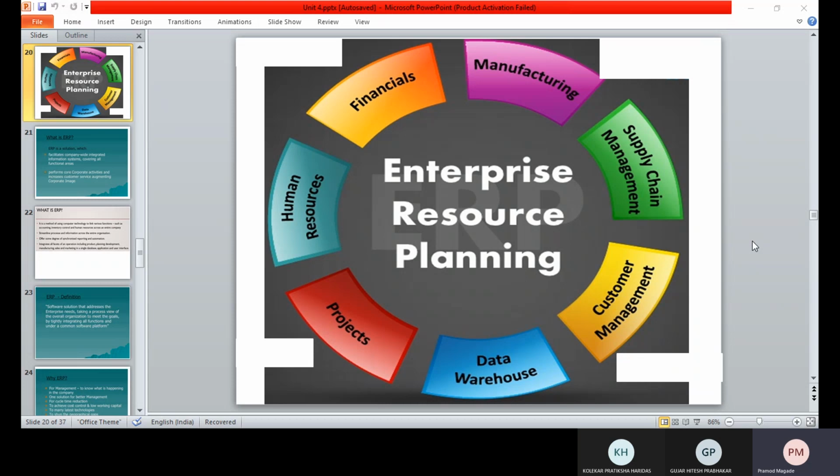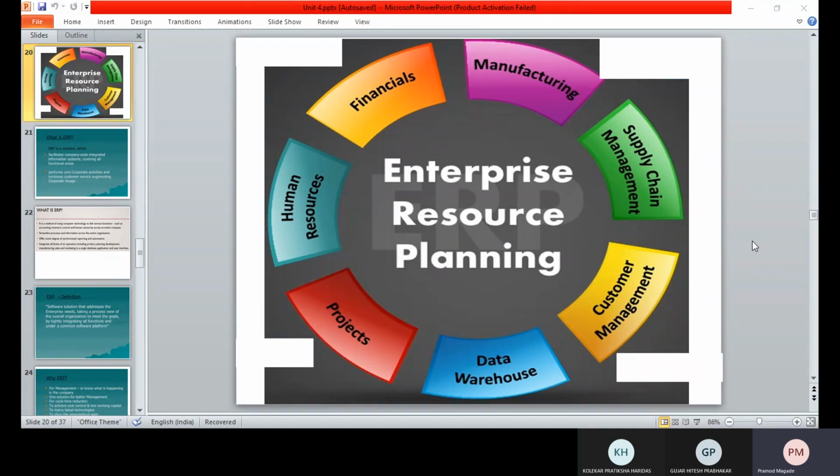Basically, ERP is nothing but a facilitator of a company-wide integrated information system covering all the functional areas, as we have discussed in the previous slide. It performs core corporate activities and increases customer service, augmenting corporate image. So it means that we can get all the information with a single click related to the financial, the data management, the system, the project. So that we call ERP.